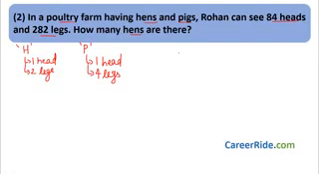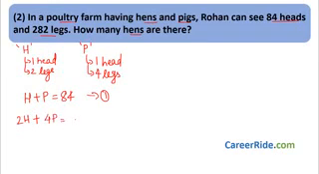Rohan can see 84 heads. That means the total number of hens plus pigs is 84. So this is our first equation. Now there are 282 legs. Let the number of hens be H. The total number of legs of hens would be 2H. And let the number of pigs be P. The total legs of all the pigs would be 4P. And the total number of legs is 282. So this is our second equation.